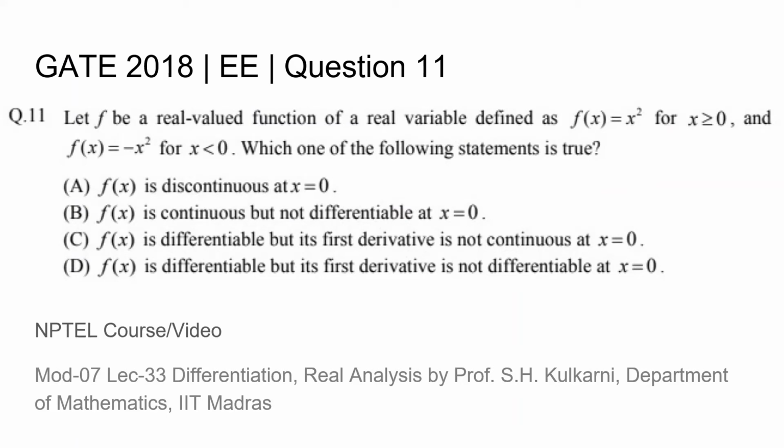This is question 11 from the GATE 2018 EE paper, where we are given a real valued function f of x, which has definitions x square for x greater than equal to 0 and minus x square for x less than 0. We are asked to find out which one of the following statements is true about f of x. Underneath the question, you will find the title of the NPTEL course or video relevant to this topic.